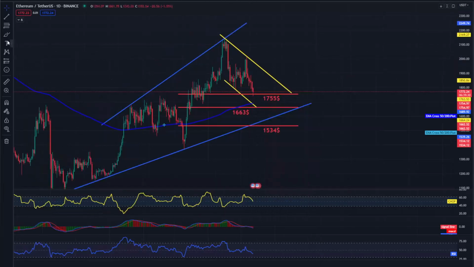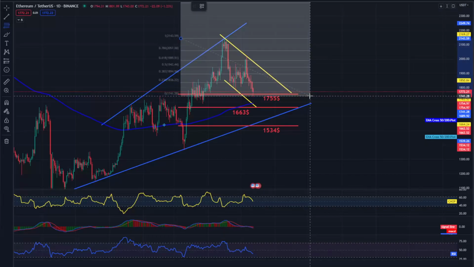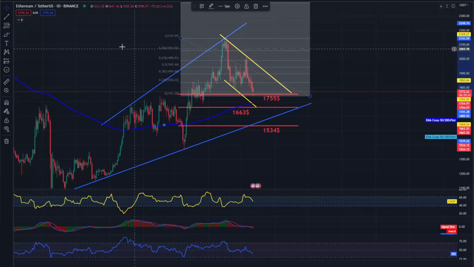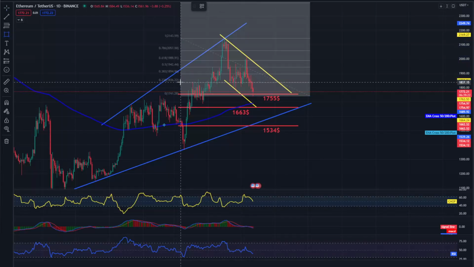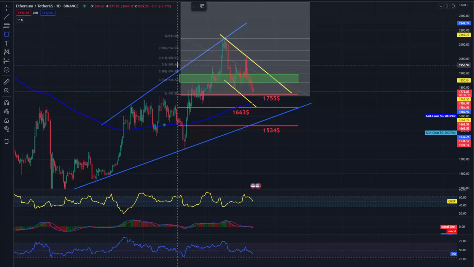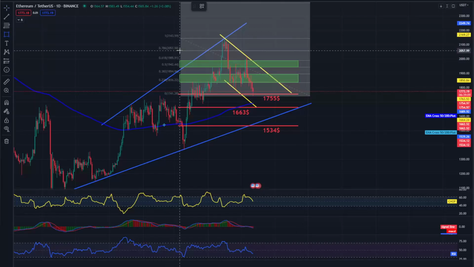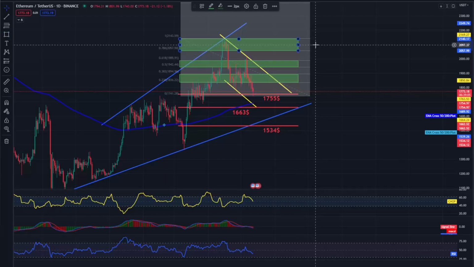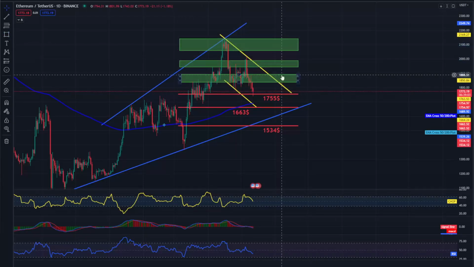Looking the other way, we can also mark the places where the price should encounter resistance on the way to increases. And here we first have a resistance zone from $1,837 to $1,892. Then there is a second resistance zone from $1,943 to $1,988. And then we have a third resistance zone from $2,058 to $2,140.